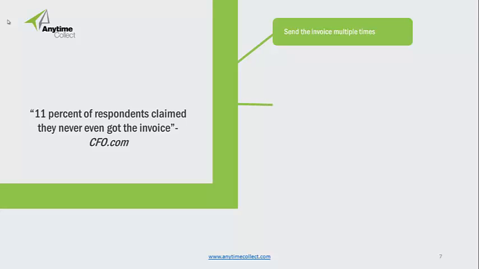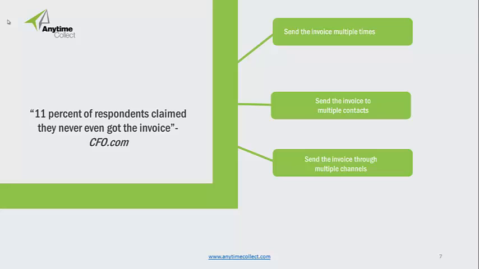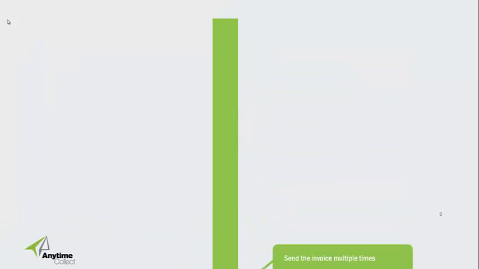The second is to send to multiple contacts. So you may have the accounts payable contact. You may want to send it to both the buyer and the approver. This is especially true at a subsidiary corporate company. So why not send the invoice not only to the person responsible for payment, but to the person who approved the payment as well? And then consider sending the invoice through different channels. Send it via email, send it via fax, send it via mail or EDI. Send it through all four channels. Then they can never say that they didn't get the invoice.